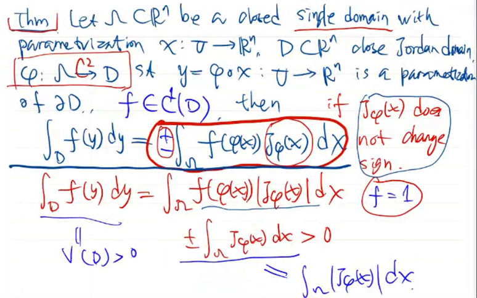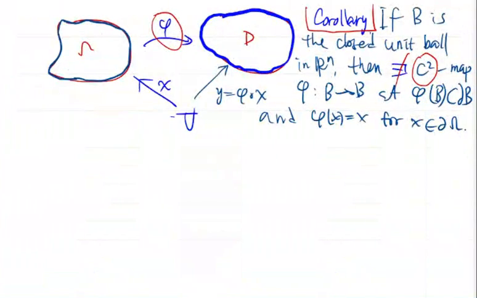The change of variable formula only requires that the domain omega is good enough, and we only require the change of variable map to carry a parametrization of the boundary of omega to the boundary of D. Okay, phi need not be one-to-one between omega and D. It can map several different points in omega into a single point in D. This is allowed.